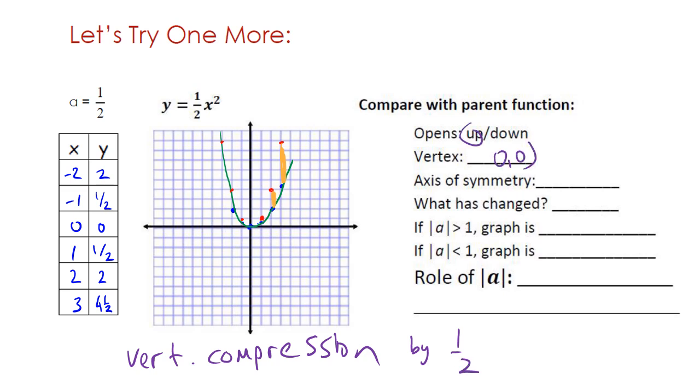Now, our parabola opens up. Our vertex is (0, 0). We can write those. Axis of symmetry, x is equal to 0 line, or you can write y-axis. What has changed? The a value. If a is greater than 1, the graph is stretched. If a is less than 1, the graph is compressed.